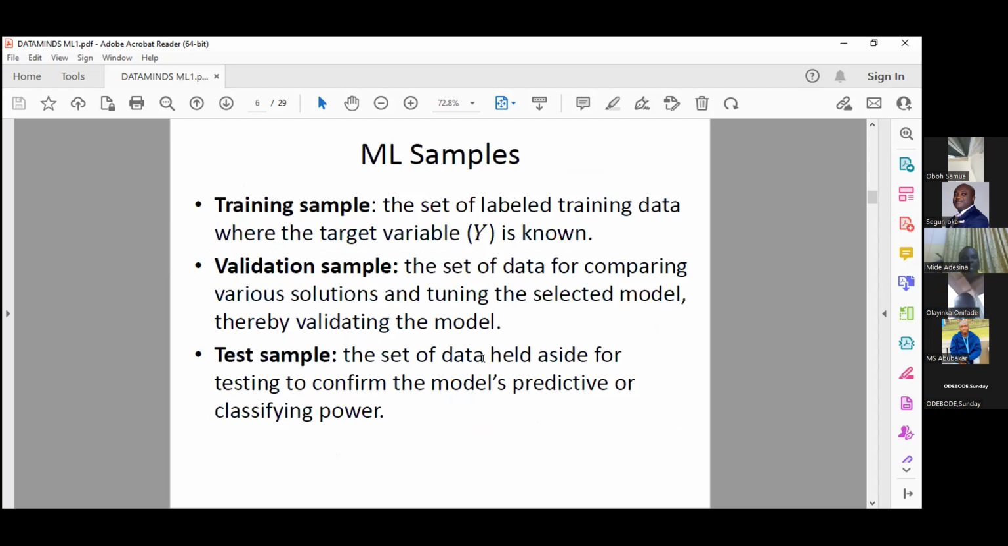Now, like we know, the labeled training data has the target variable. When we look at the unlabeled data, our variable Y is unknown. Are you getting it? The validation sample is used to compare various solutions and tune the selected model, like I mentioned earlier. The test sample is held aside to confirm how much predictive power the model has. That is what we use our test sample to do.